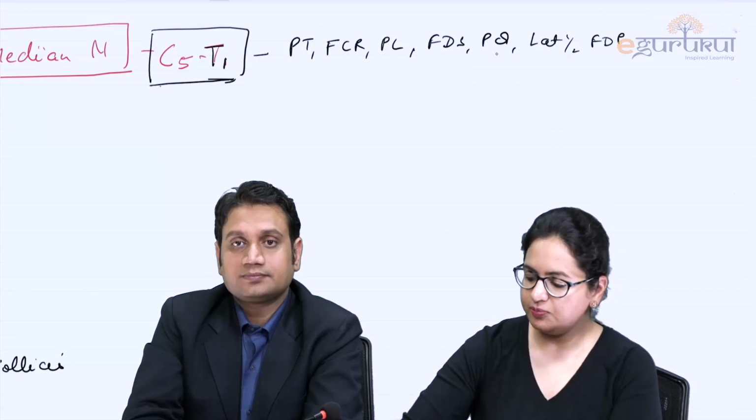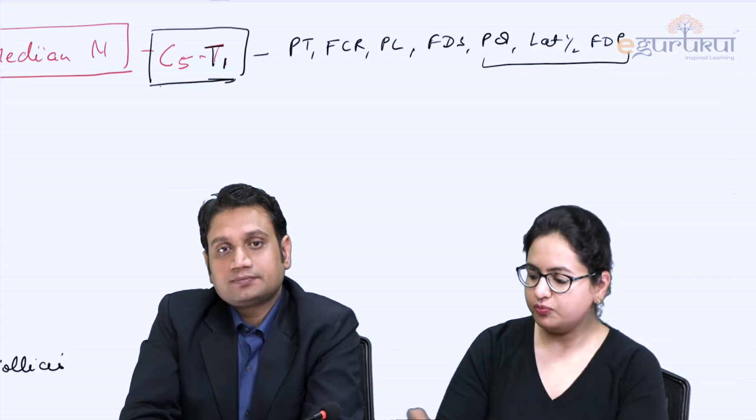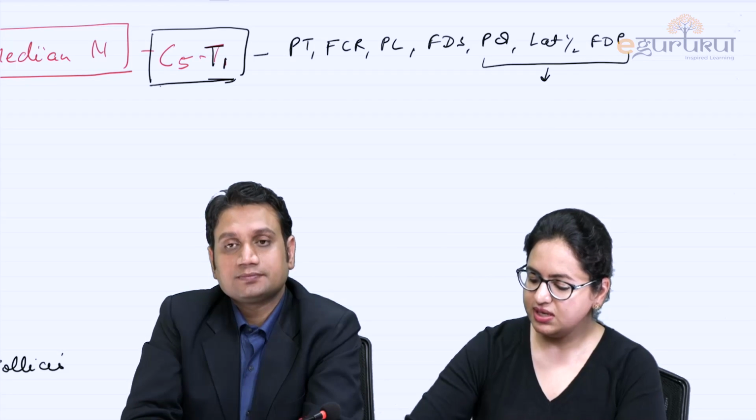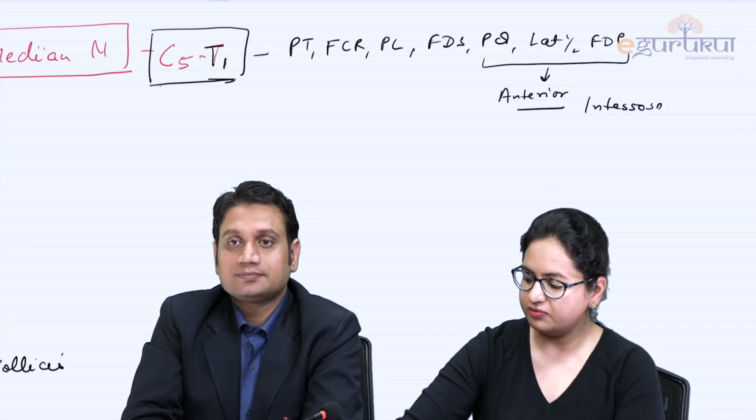Over here we say the deeper muscles. The deeper muscles are the pronator quadratus and this lateral half of flexor digitorum profundus. They are being supplied by a branch of the median nerve, and that branch is the anterior interosseous nerve.